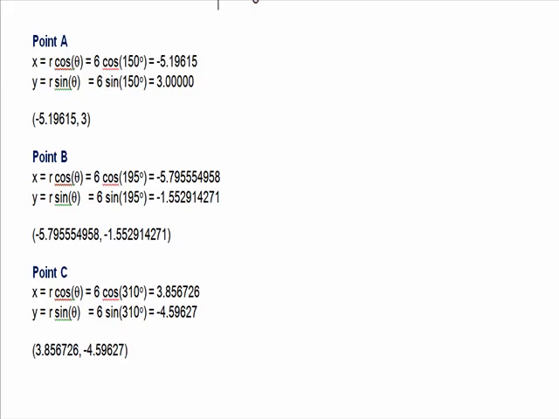So there are some questions in the book like this, but it's actually pretty simple. It's just the new radius times the cosine of the angle, or the new radius times the sine of the angle, to get x and y respectively.